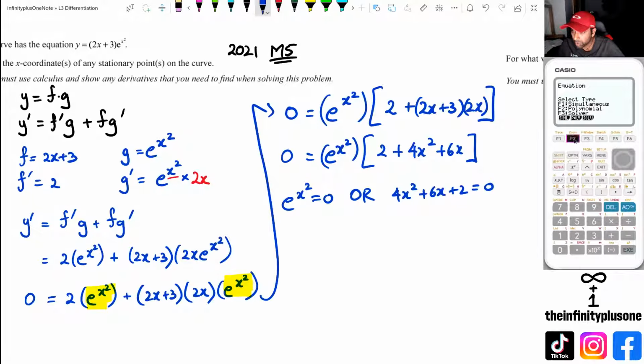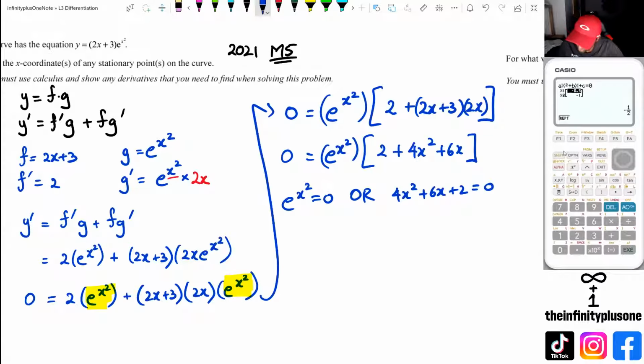I'm going to go into polynomial, degree 2, and I've got 4, 6, and 2. I have a feeling I've made a mistake somewhere. No, there are my two answers. So x is equal to negative 0.5, or x is equal to negative 1. In this case, e of x squared equals 0 is not possible, so we're not really going to worry about it. And therefore, we've got our two values for the x coordinates of the stationary points.